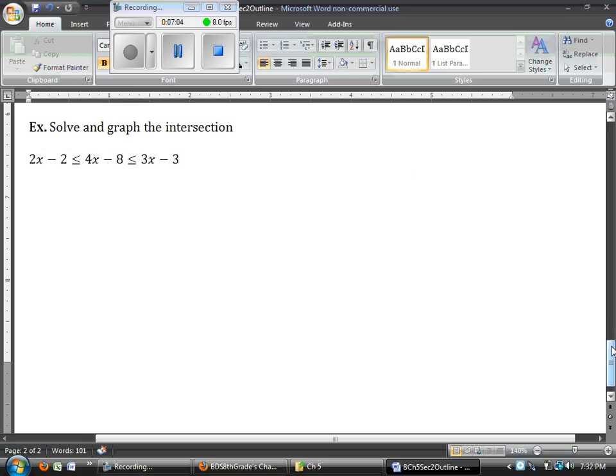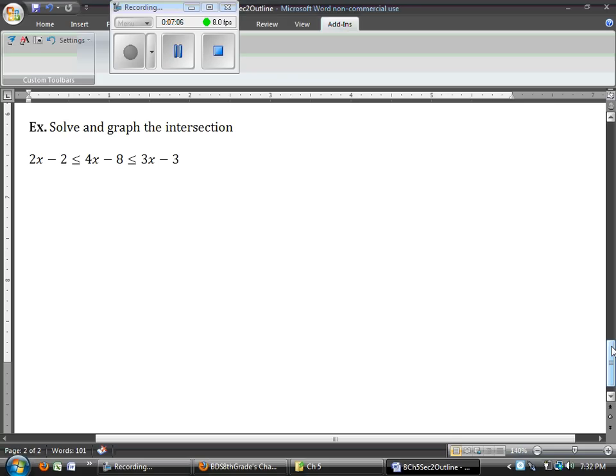Okay, now this last one, we have 2x minus 2 is less than or equal to 4x minus 8 is less than or equal to 3x minus 3. If you take the time to go through and try to solve this, we'll do it real quick. We want to get our x's together, so I'll subtract 2x here, subtract 2x here, subtract 2x here.